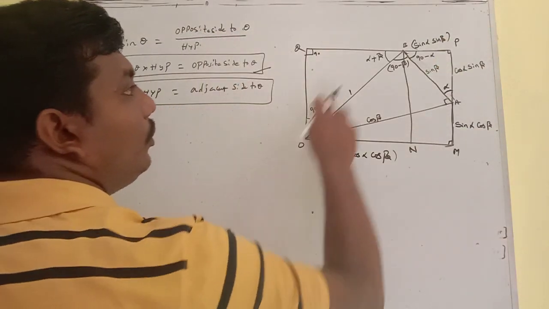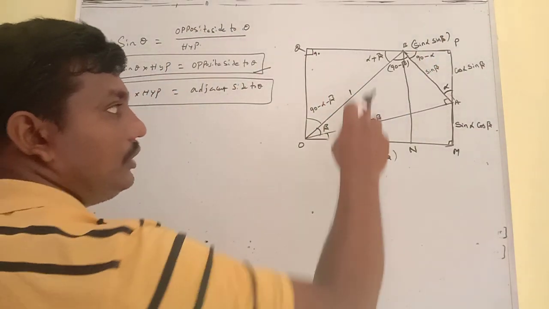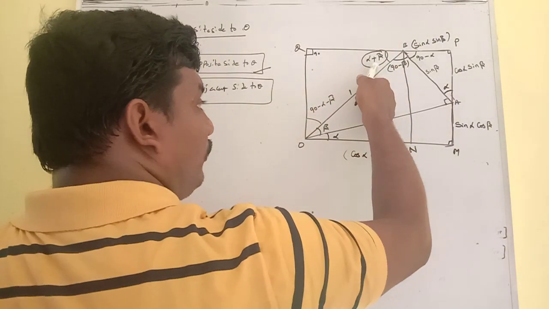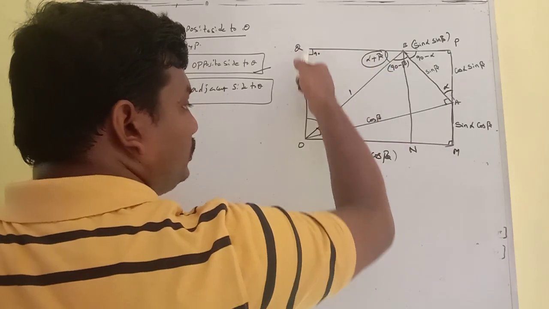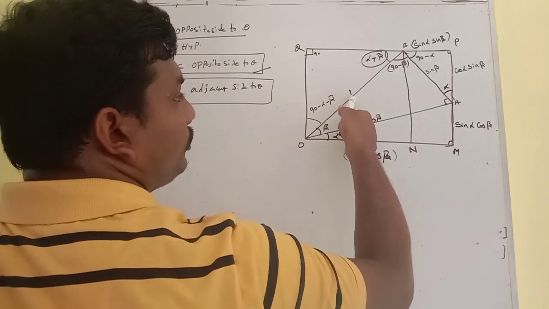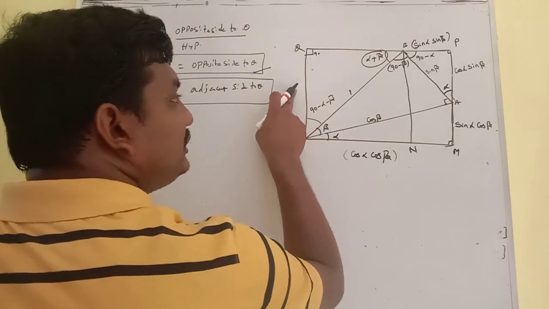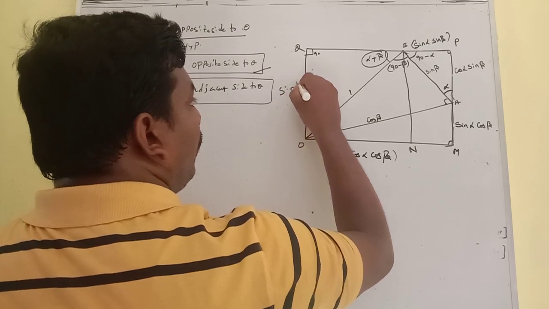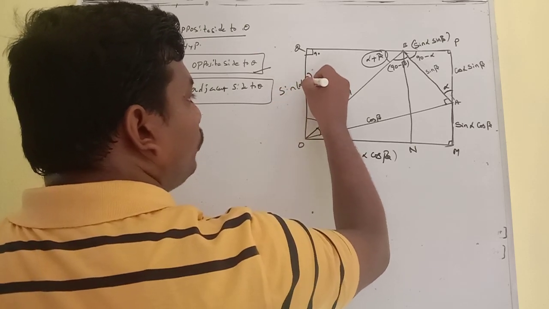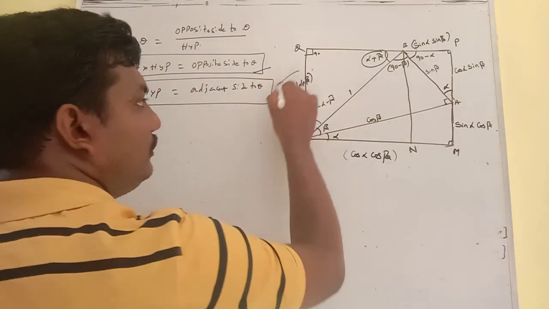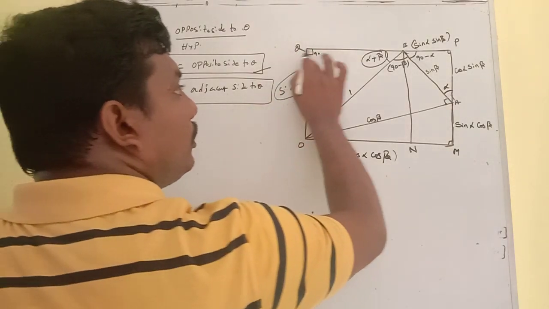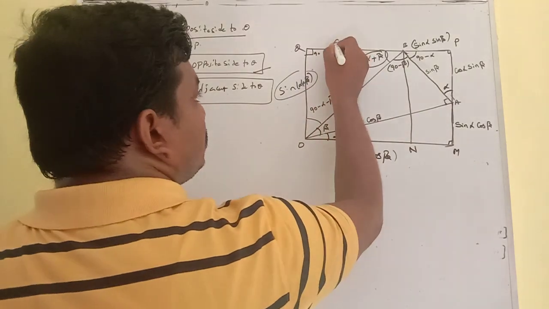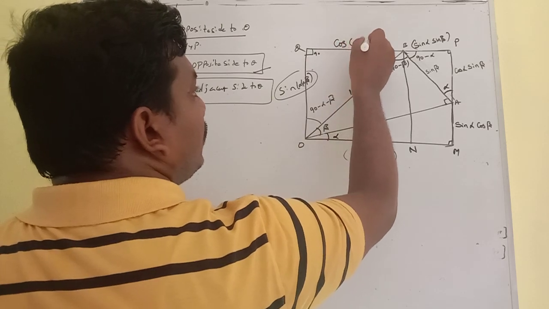Now from this triangle OBQ, our required compound angle alpha plus beta is here. So alpha plus beta, the opposite side is this one. So this is the hypotenuse. What about the opposite side value? Opposite is sin theta into hypotenuse. So sin theta, that is sin alpha plus beta. Hypotenuse is 1. This value is sin alpha plus beta. Then what about BQ? BQ is equal to the adjacent side. So this can be written as cos alpha plus beta.